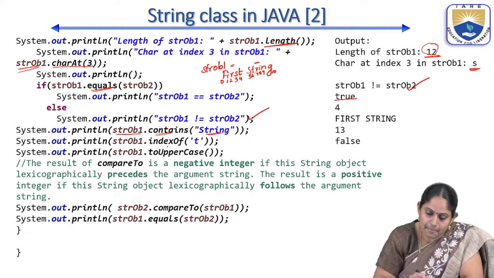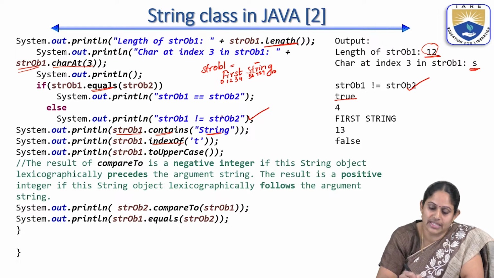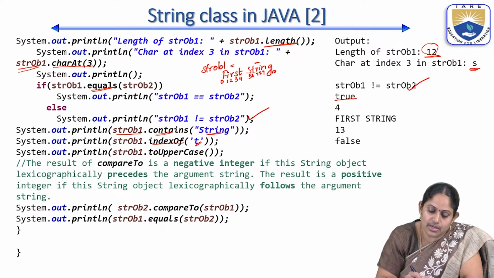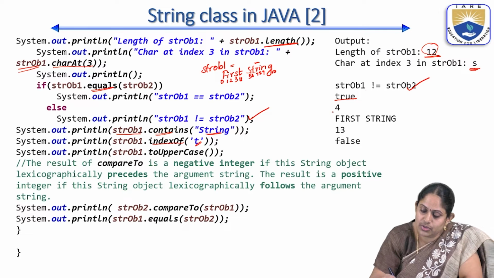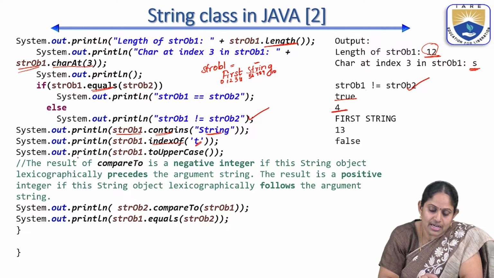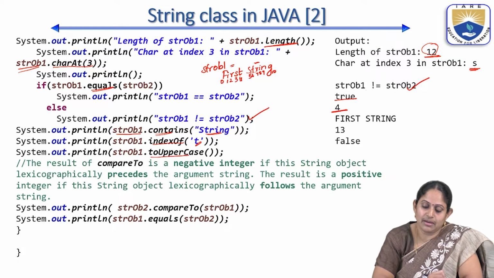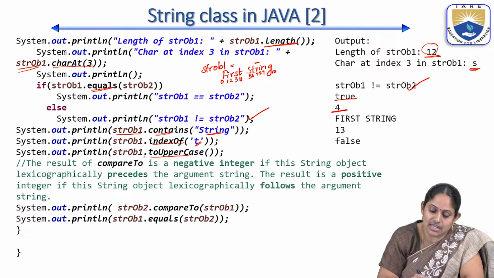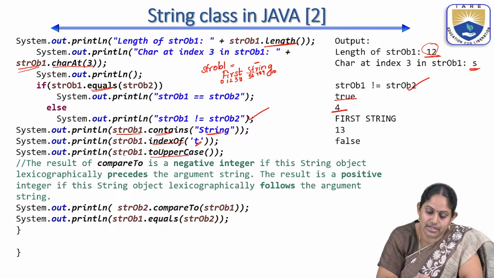Next is the indexOf method, which returns the index of the first occurrence of a particular character. Here we are checking for the character T. The first occurrence of T is present at the fourth index, so it displays 4. Next we have methods to convert strings into uppercase and lowercase. It is converting the content of string ob1 into uppercase.